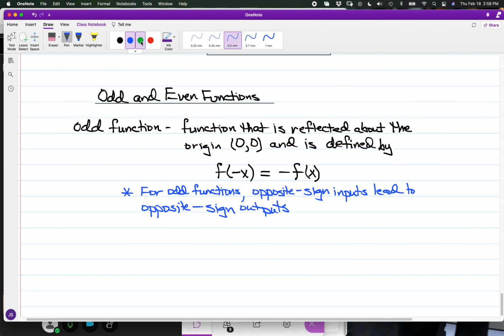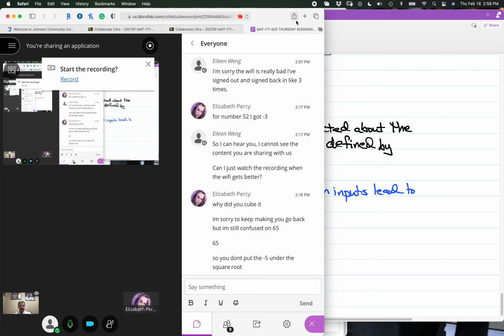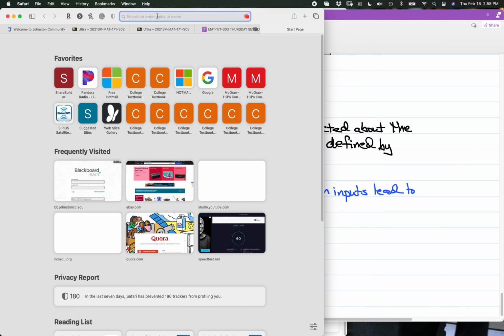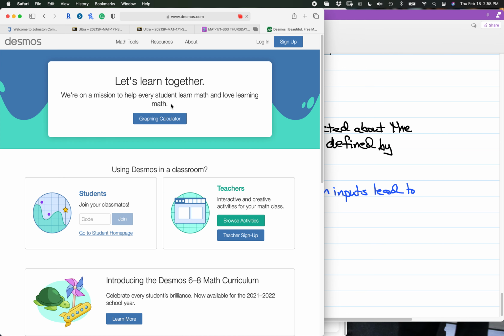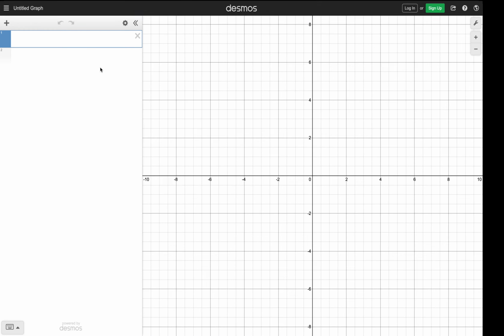And we could take just as an example, okay. So let's see if I can get this one to show up. Maybe kind of show you using Desmos. So just give you a case of an example of an odd function.